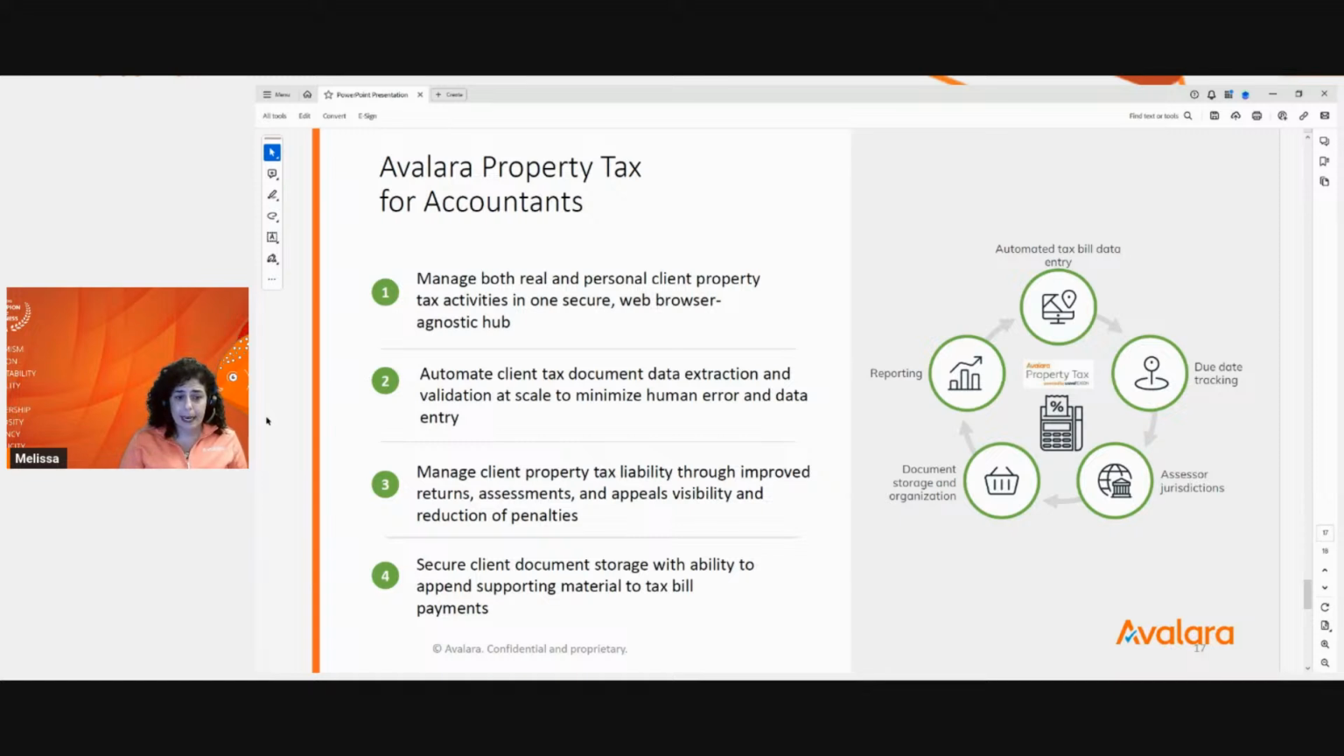Managing their property tax liability through the returns process, assessments and appeal visibility, reduction of penalties. So when we look at the tracking model on the right, the return forms, as we've talked about, are not always easy to get. You have to go to all of the different websites, or you have to hope that the assessor is going to mail the form to you this year, or whatever might be the case.